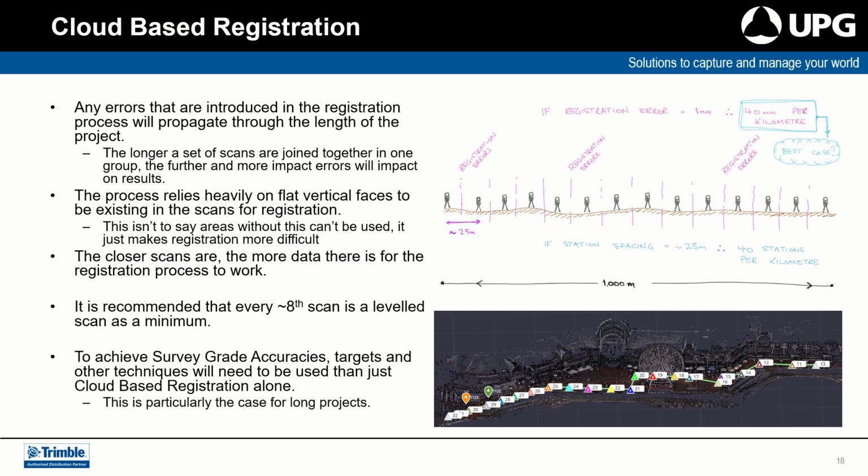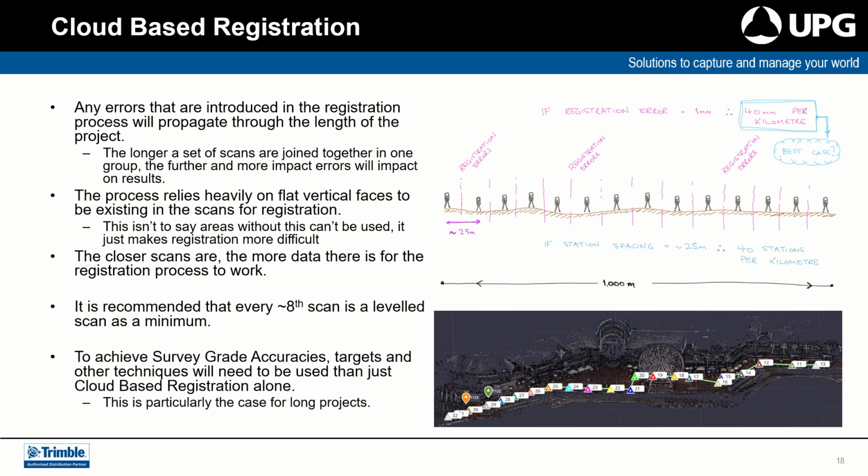The process relies heavily on flat faces, as we've discussed previously, and it should be considered when doing long linear projects that cloud-based registration is not necessarily ideal. It can be used, however, but you would need to break the scan down into shorter sections. It's recommended to have tie points along those sections, and wherever possible to include some form of flat face to join the scans together as best they can along the process.